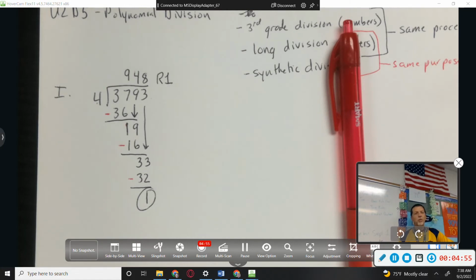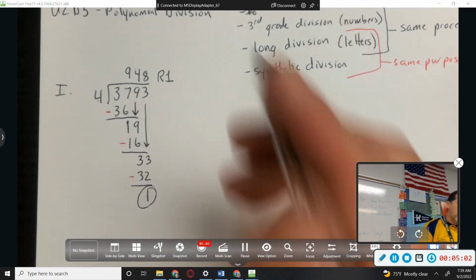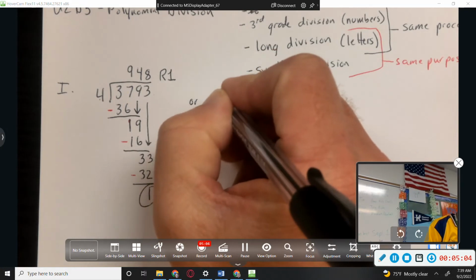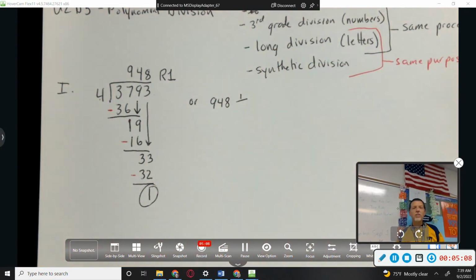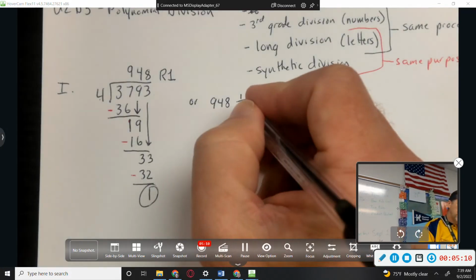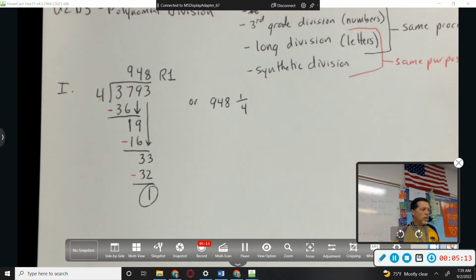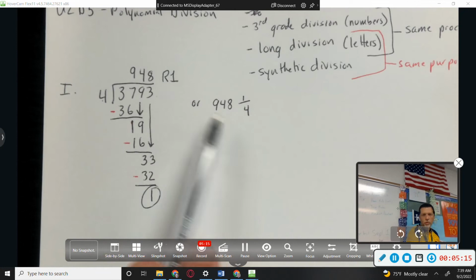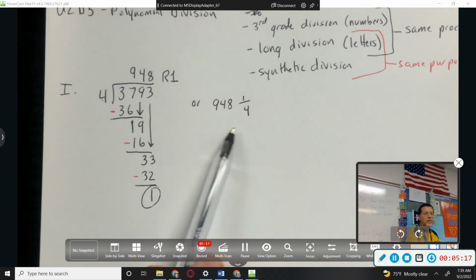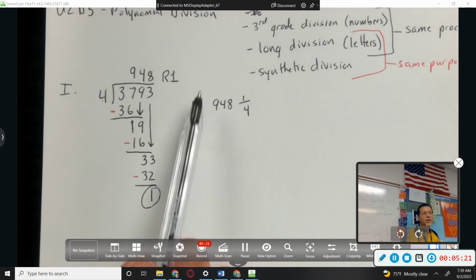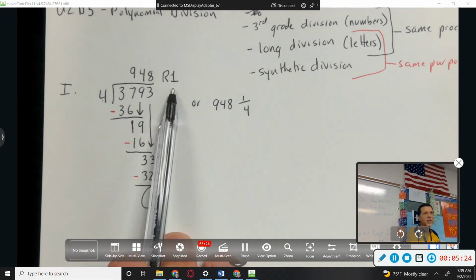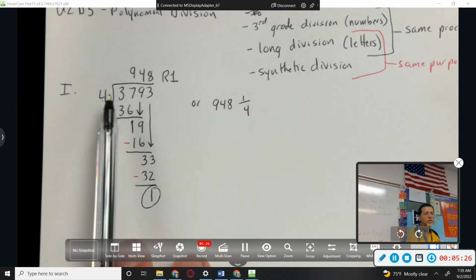So you're naming them in order. The remainder, the decimal stuff, and then when you got really fancy, what could you do with that 1? Make it a fraction. And what would the 1 be over? The 4. Okay, those are the 2 methods we'll use today. So the good news is, you don't have to keep adding zeros and bringing down and none of that. You'll either stop and say remainder 1, or you'll stop and say 1 over what we divided by.